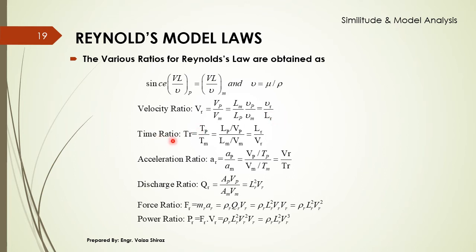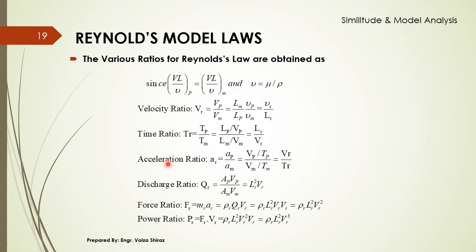Similarly, time ratio Tr, that is Tp over Tm. Time can be calculated by using the relation of the velocity. So it will be simply distance over velocity, Lp over Vp. Similarly, for the model, it is Lm over Vm, that is Lr over Vr.